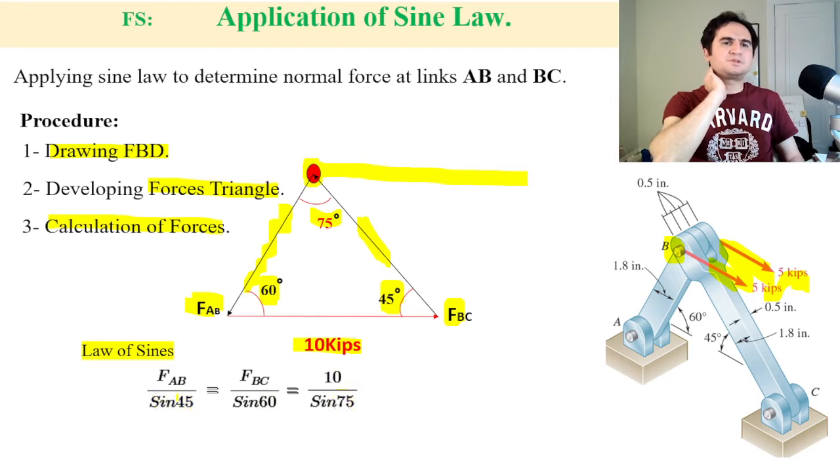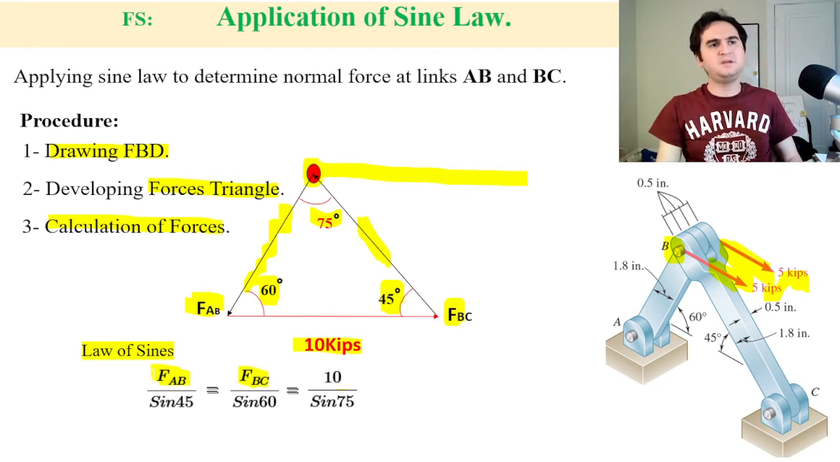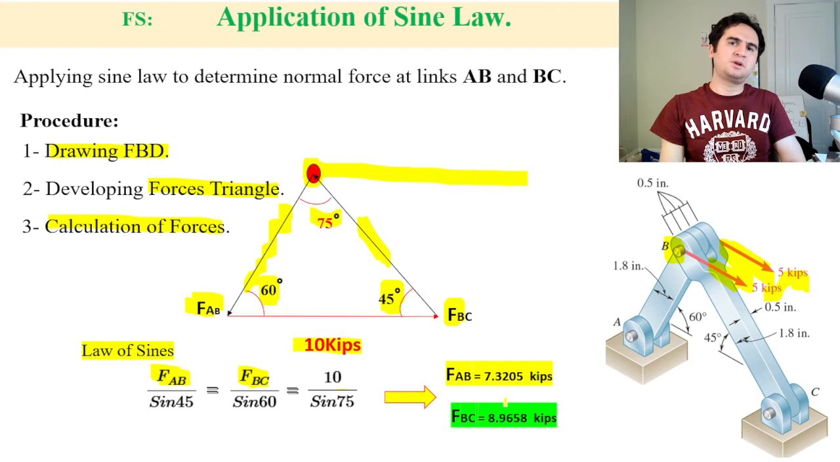As soon as you develop this triangle and apply the law of sines, you can easily get the two unknowns FAB and FBC. So it gives us FAB equal to 7.3 kips and FBC 8.96. Now simply by dividing the forces over the cross-sectional area, we can get our stresses in both members.